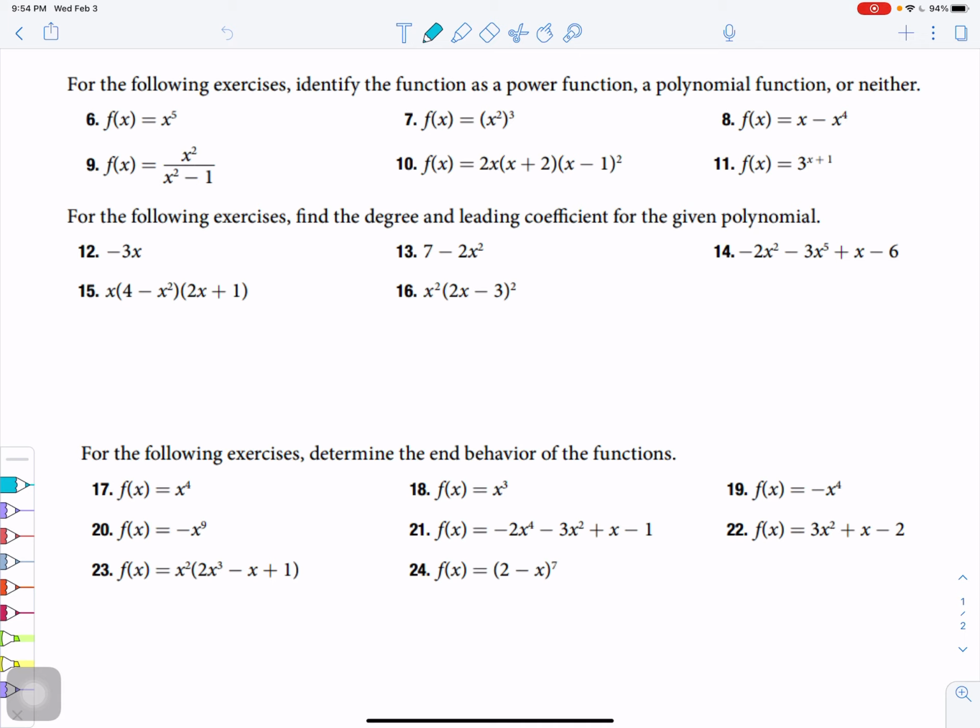This number 6 is definitely a power function. We have a variable raised to a power. Looking at number 7, if you simplified that, you'd have x to the 6th power. That's also a power function. It is a variable raised to a fixed power. And in number 8, if you look at that one, we don't just have a single variable raised to a power, but we have several added and subtracted together. So this is a polynomial.